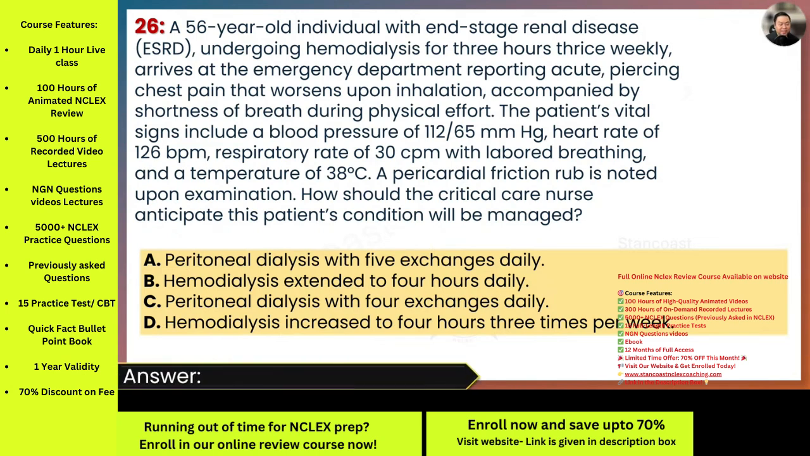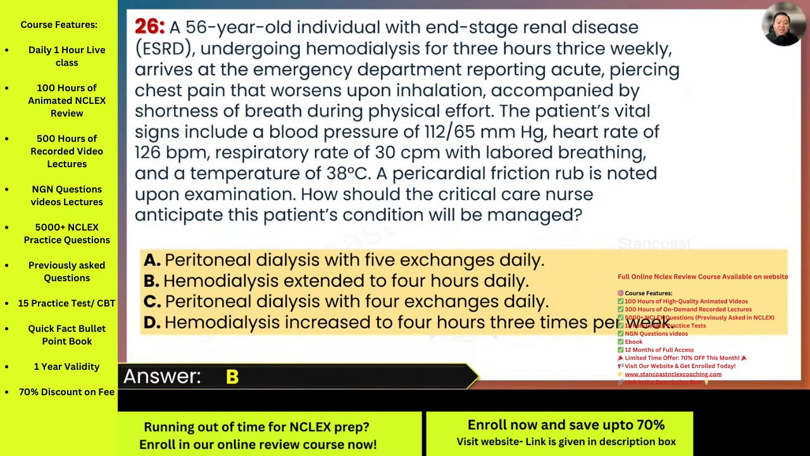The best answer is letter B, because the patient's presentation is strongly indicating uremic pericarditis. This is a condition associated with end-stage renal disease, wherein the uremic toxins accumulate to the heart due to the inadequate dialysis. And so this will lead to inflammation of the pericardium, and symptoms such as acute chest pain and pericardial friction rub are the manifestations.